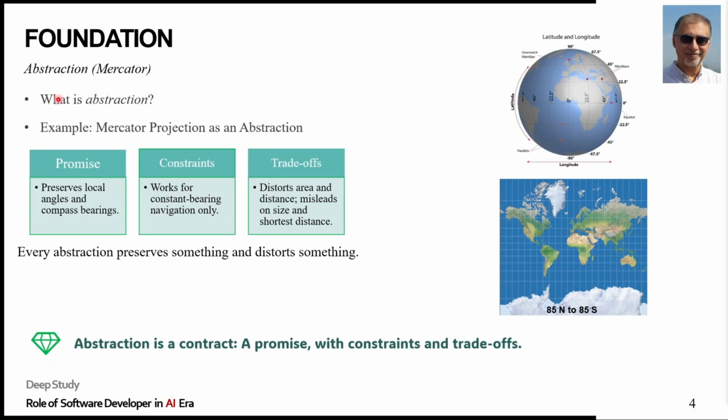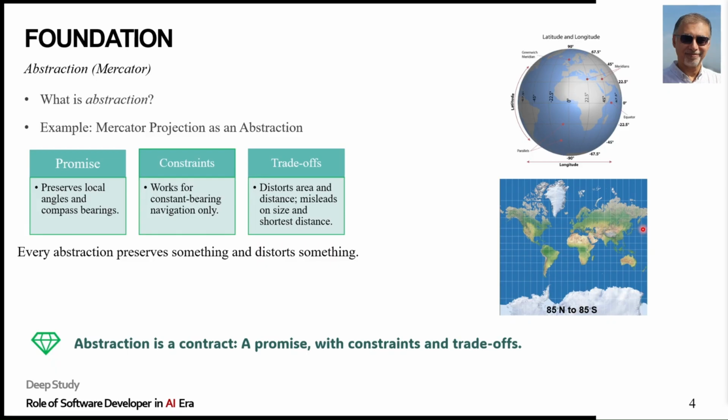What is an abstraction? People often say an abstraction hides complexity. That's partially true. A more accurate definition is an abstraction is a contract, a promise with constraints and trade offs. The Mercator projection is a perfect example. In the 16th century, sailors needed a simple way to navigate long distances. The earth is a sphere and longitudes converge at the poles. A sailor traveling from London to Miami follows a curved path and must constantly correct course.